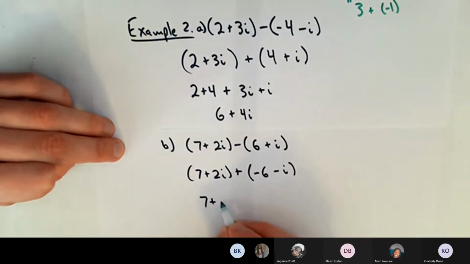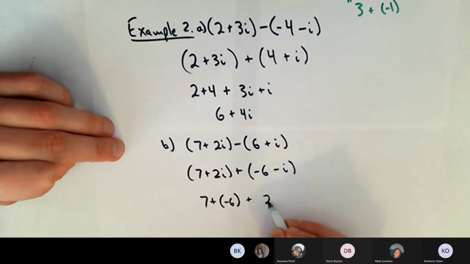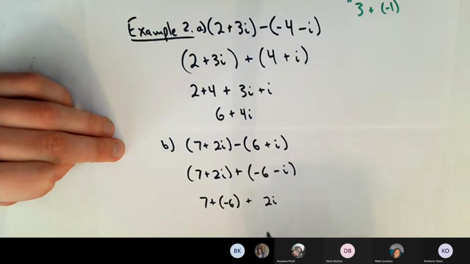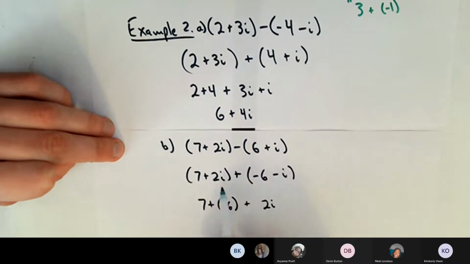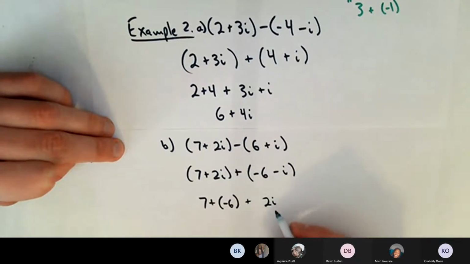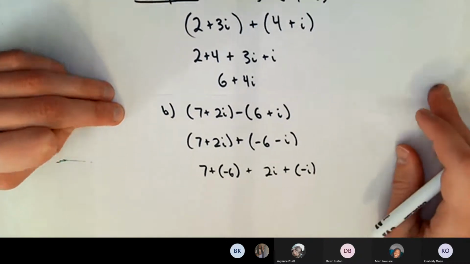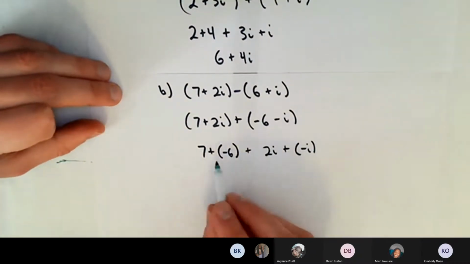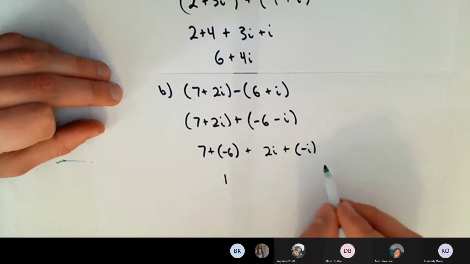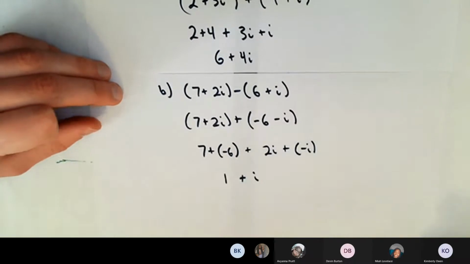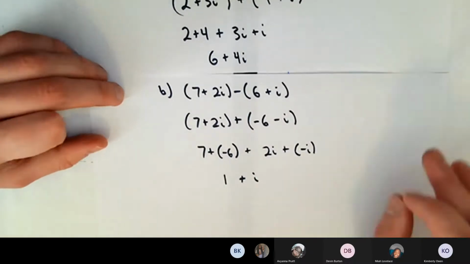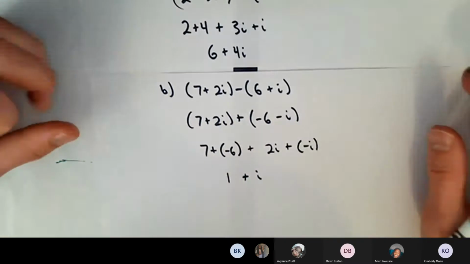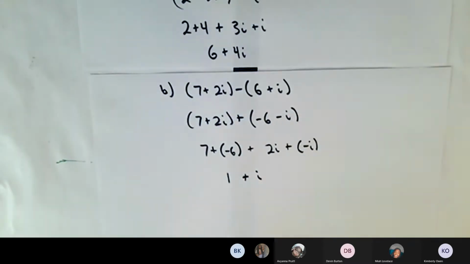And now adding the real parts, I'm going to have 7 plus negative 6. And then positive 2i. The reason there's a plus sign there is because that 2i is positive. So positive 2i, plus that negative i. 7 plus negative 6 is 1. 2i plus negative i is i. There we go. Okay. Any questions so far?